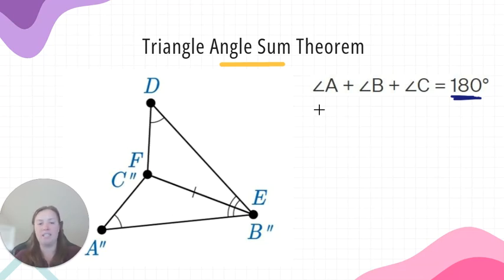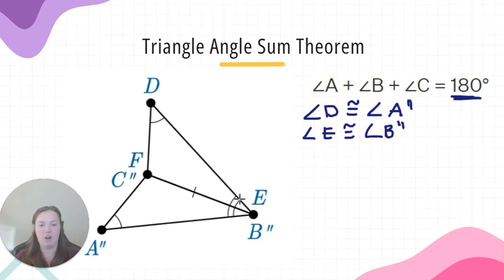So we are told that angle D is congruent to angle A double prime. And we are told that by arc marks, right? We have a single arc mark. And then we're also told that angle E is congruent to angle B double prime by our arc marks. And then our last bit of information that we are given is that side FE is congruent to side C double prime B double prime. Okay, so this is all of our given information from our triangle.